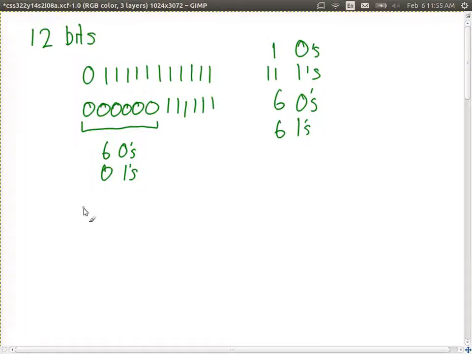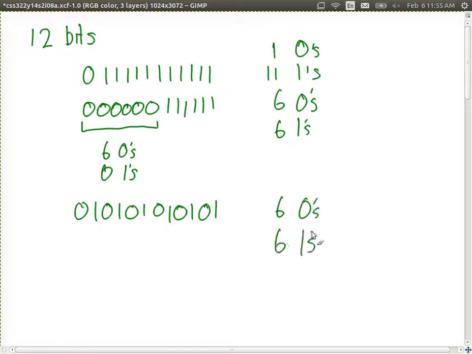So, one more sequence. How many zeros? How many ones? What if we take this subsequence? How many zeros? So it's not enough just to count the number of zeros and ones. So we need other ways to measure the randomness of this sequence. So again, this doesn't appear random. It looks like it's just alternating zeros and ones.